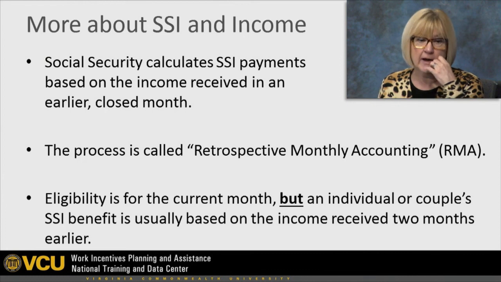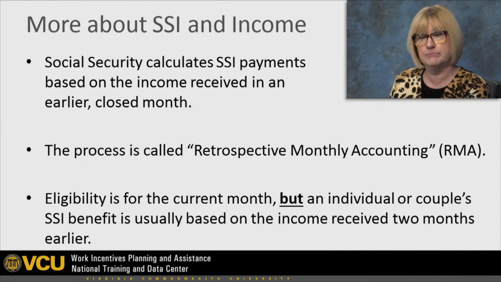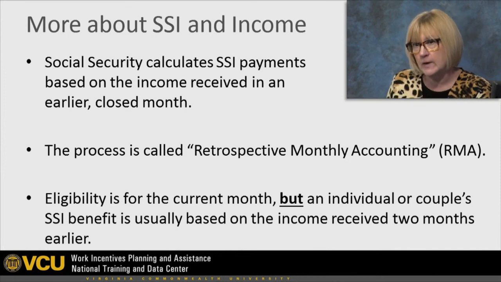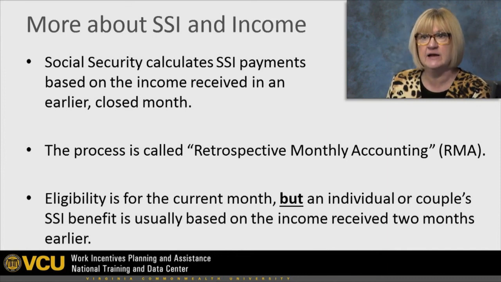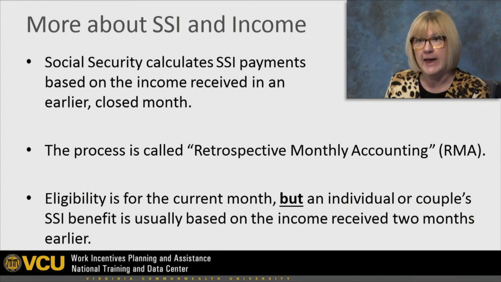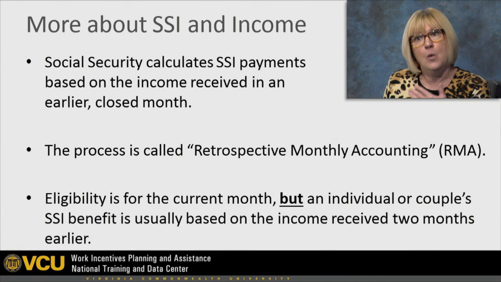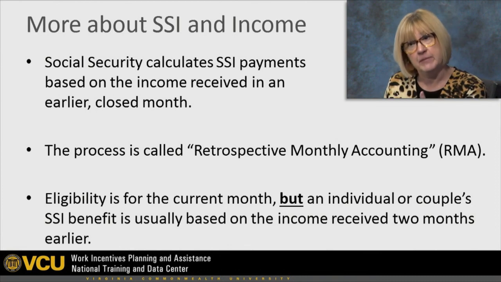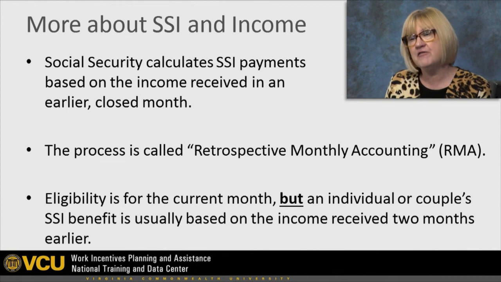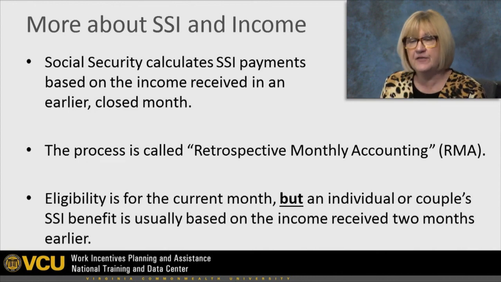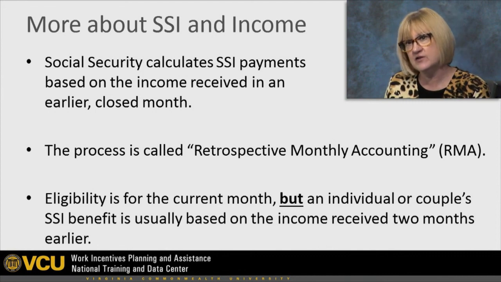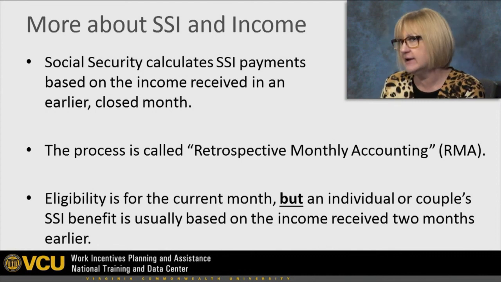This process where the payment today reflects past earnings from past months is called retrospective monthly accounting, or RMA, and it is a very complex subject. We bring it up because we want to make sure that you and beneficiaries understand that often when they go to work, they report their wages to Social Security and they're looking for that check to change the very next month, and it often doesn't.